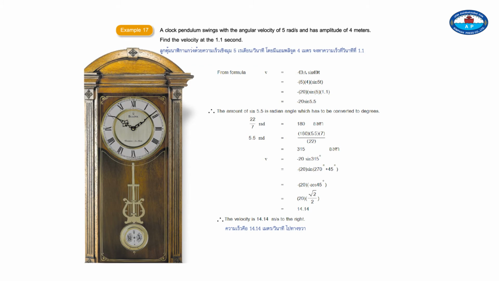Example 17. A clock pendulum swings with the angular velocity of 5 radians per second and has amplitude of 4 meters. Find the velocity at the 1.1 second. The velocity is 14.14 meters per second to the right.